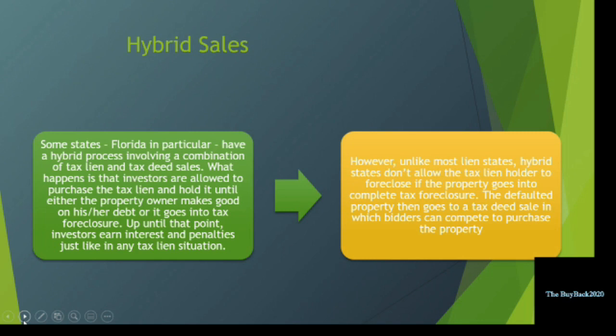I need you to understand the difference with the hybrid sale, because Florida is fancy pants. It's fancy pants because they have so many foreclosures and so many different vendors and investors, and this is why they're able to do this process. You will be able to buy the tax lien, but if the homeowner does not pay by redemption time, then that same tax lien will go on to the market as a tax deed. Then you will have the right to compete to receive that tax deed.